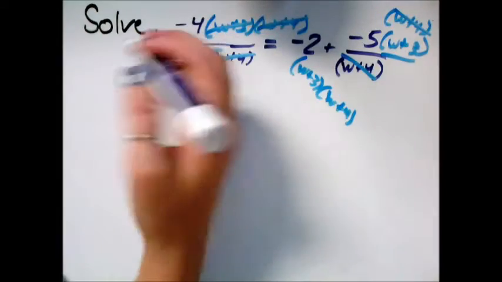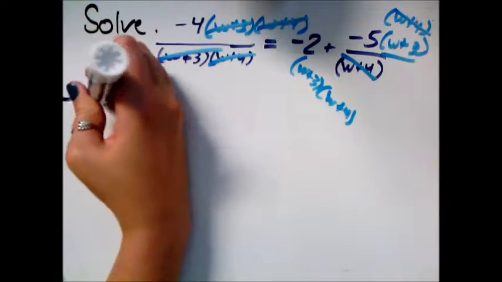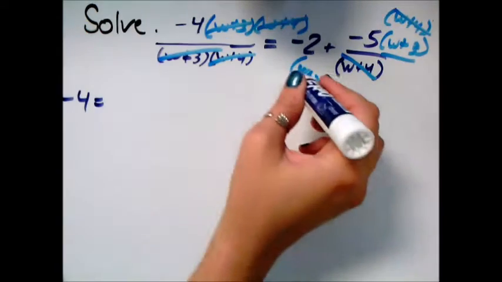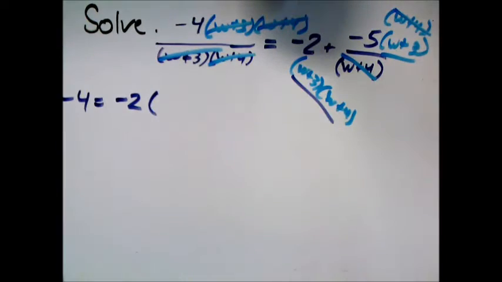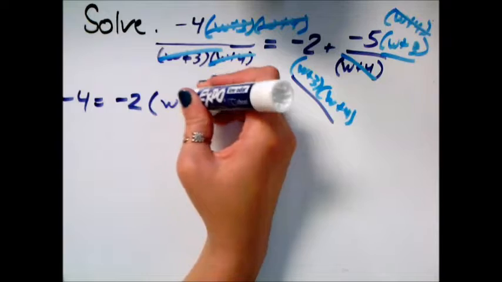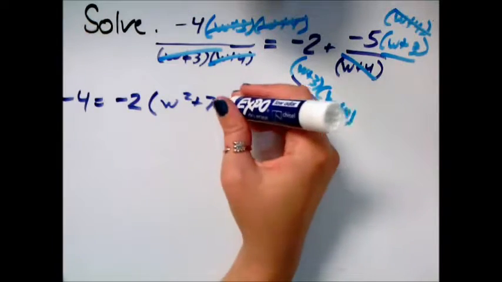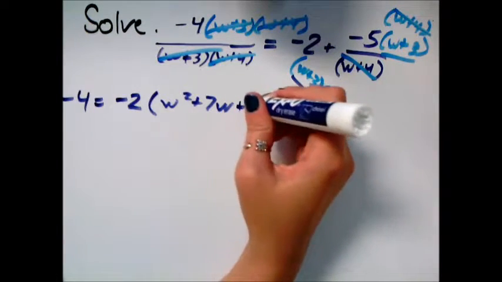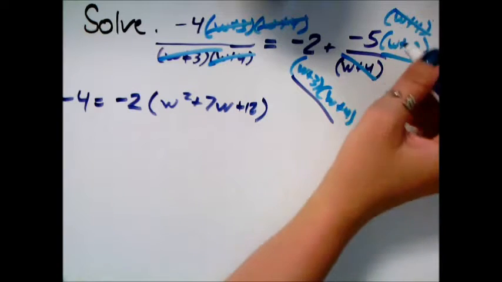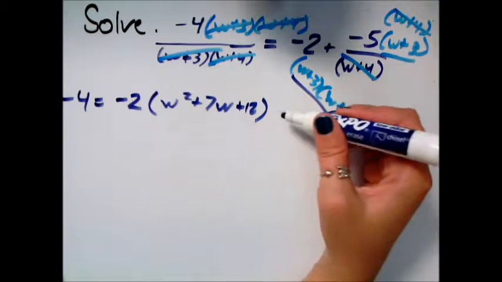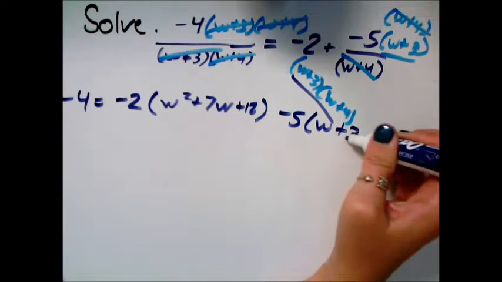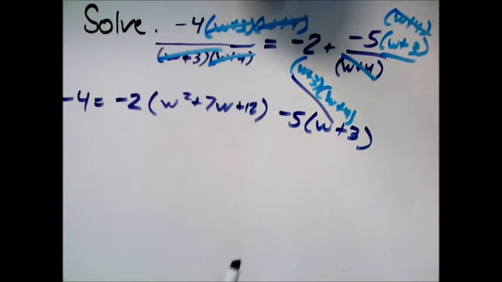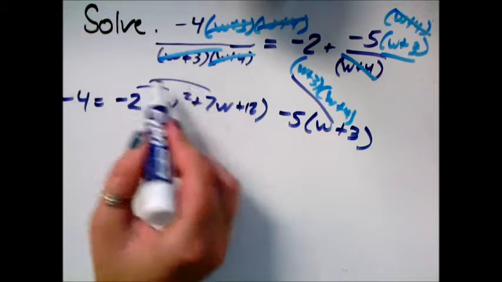So we have negative 4 equals negative 2 times this. And I could go ahead and take the opportunity to FOIL this. So w squared, 3 and 4 adds to 7w but multiplies to 12. And then last I have this negative 5 times w plus 3. And so I'll have to distribute that negative 5 and I have to distribute this negative 2.